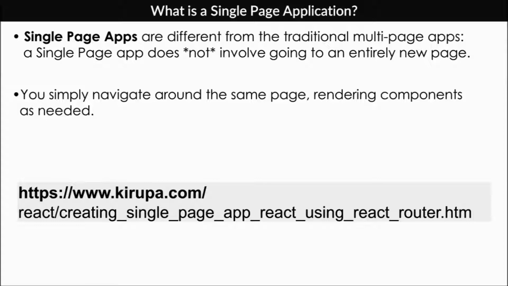Single page apps are different from your traditional web multi-page apps, where a single page app does not involve going off to completely different HTML pages. You simply navigate around the same page, making parts of the page appear, disappear, depending on your URL or your path in your address bar. Let me show you the app that we're going to be working with, the single page app, and it will become a lot clearer.